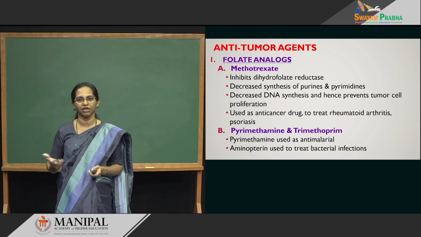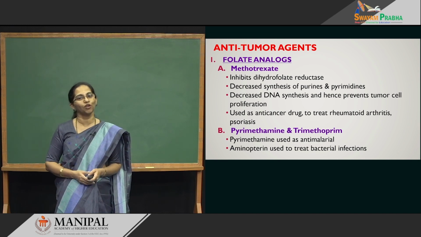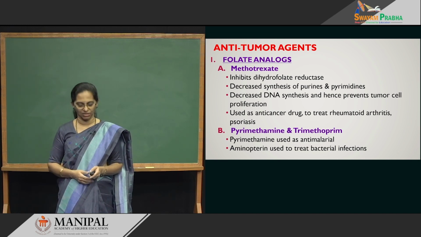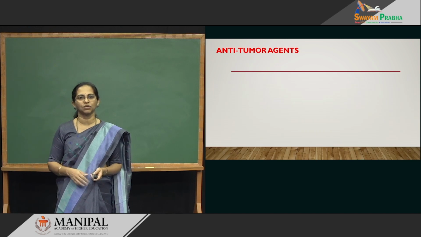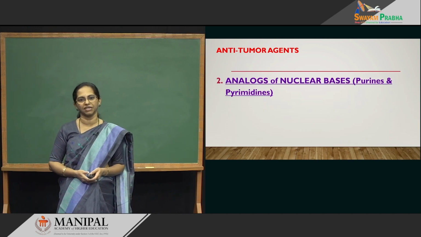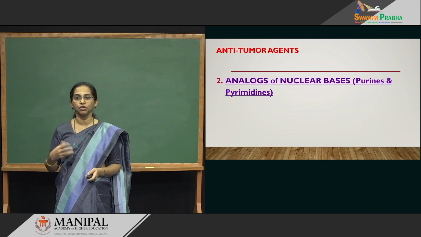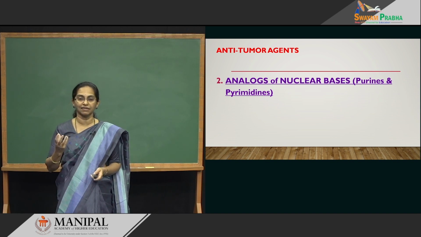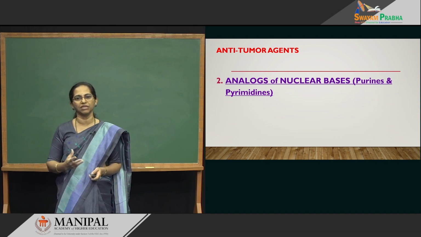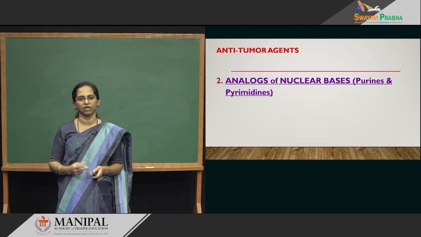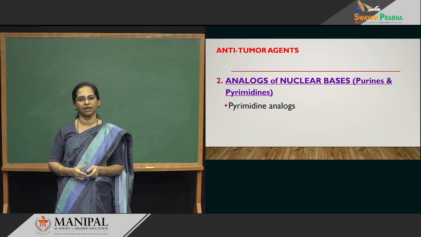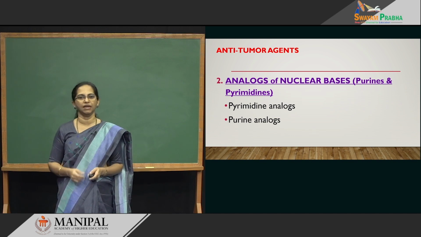Why did we call it folate analog? Because it resembles folic acid in structure and you use it for treatment. Let us go to the next category of anti-tumor agents. They are analogues of the nuclear bases. Design certain drugs which will resemble your purines or pyrimidines. So, we have two types, that is pyrimidine analogues and the purine analogues.